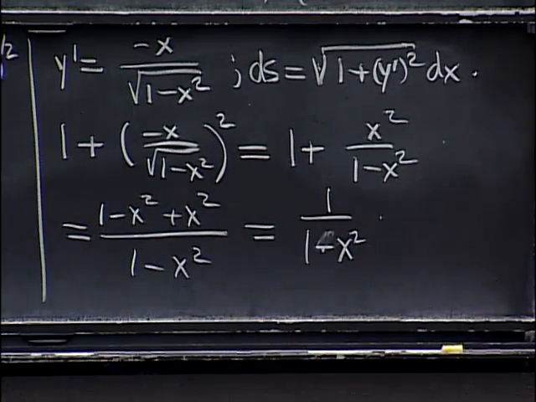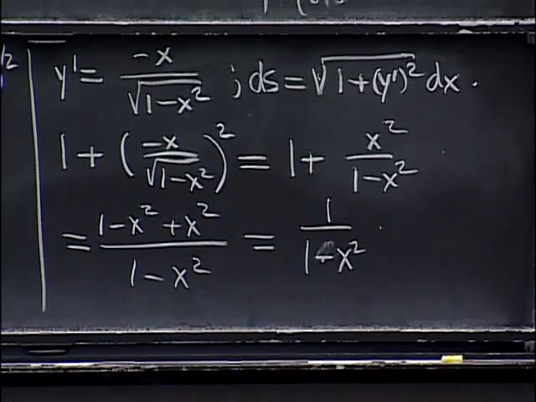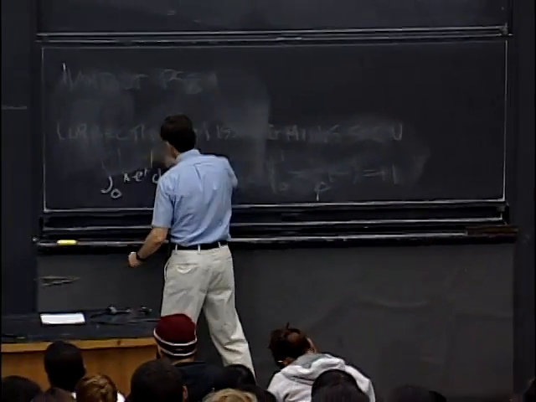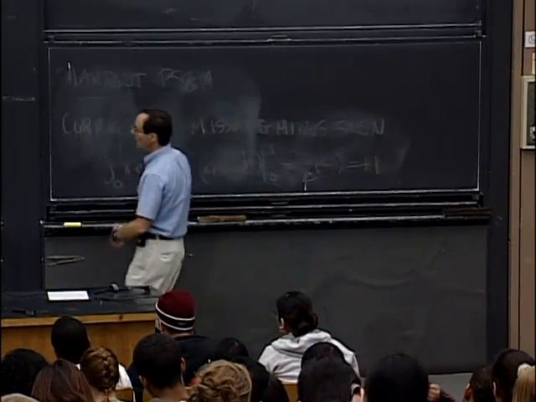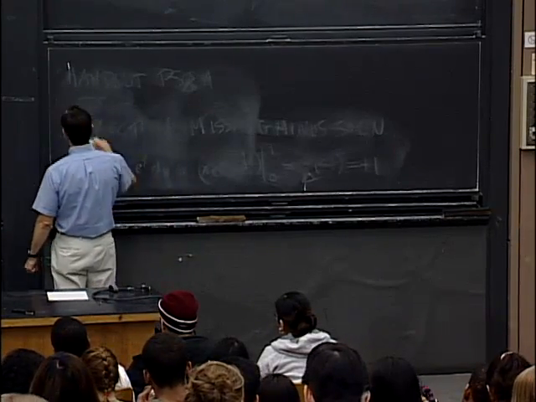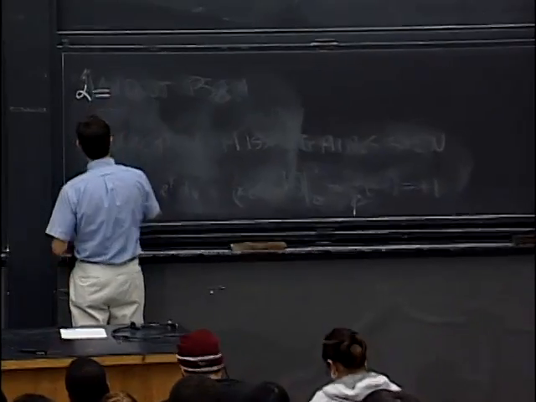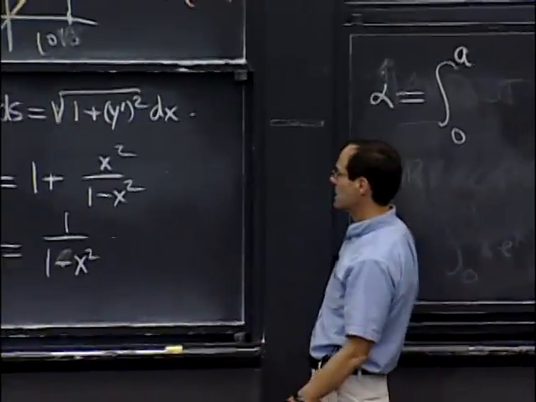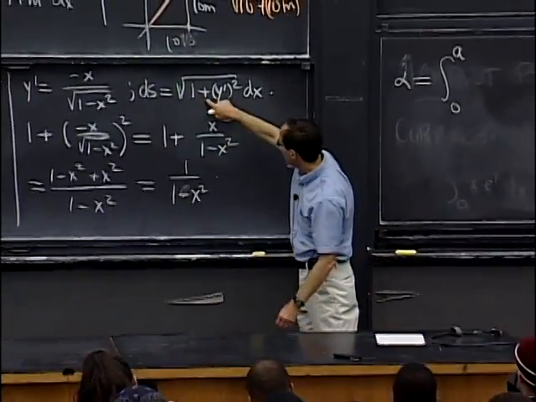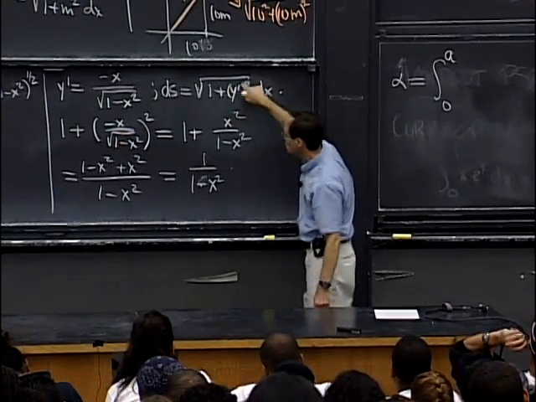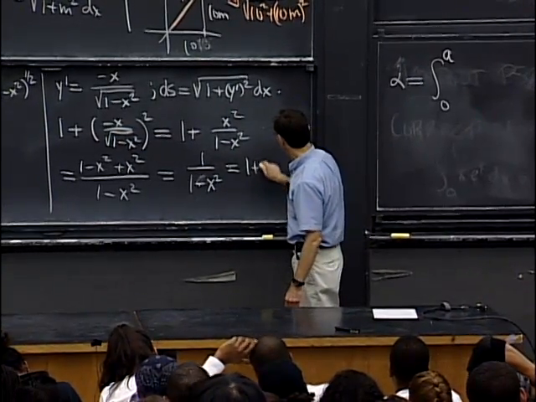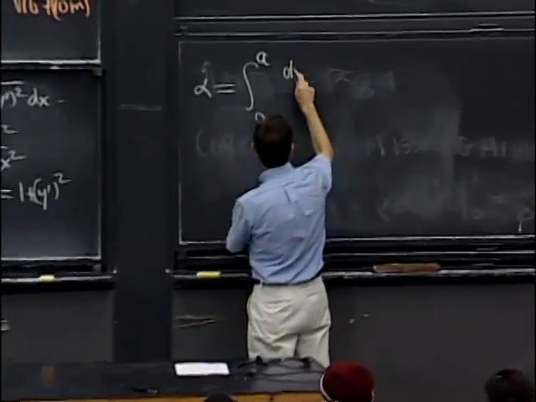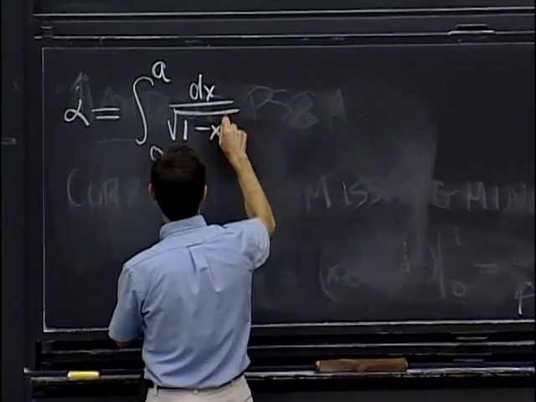All right, so now I get to finish off the calculation by figuring out what the arc length is. Alpha is equal to the integral from 0 to a of ds. It's going to be the square root of what I have here, which was just what was underneath the square root sign, 1 plus y prime squared. I have to take the square root of that. So what I get here is dx over the square root of 1 minus x squared.